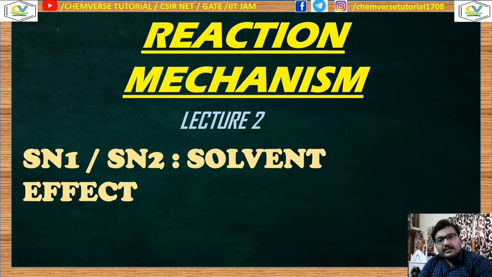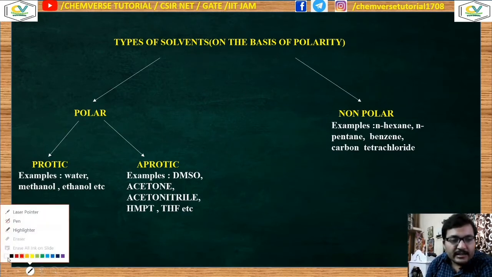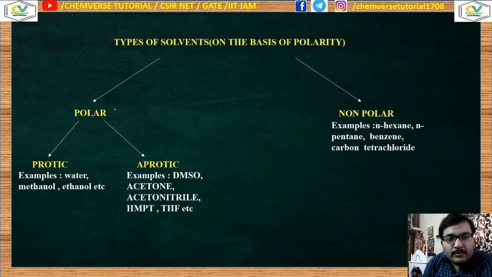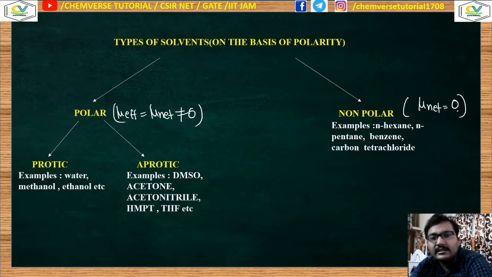Now, before starting today's class, let's discuss something about solvents, and in this case we will classify the solvents on the basis of their polarity. Polarity means the total dipole moment or net dipole moment in a molecule. If the net dipole moment, that is the effective dipole moment mu, is non-zero, then they are called polar molecules or polar solvents. And when a solvent has a net dipole moment equal to 0, then it is called non-polar.